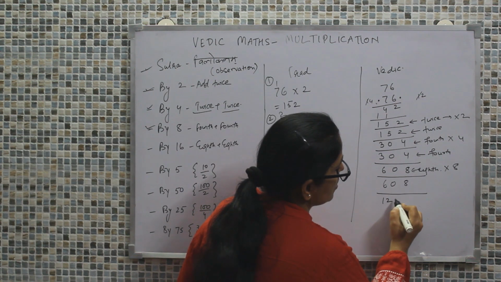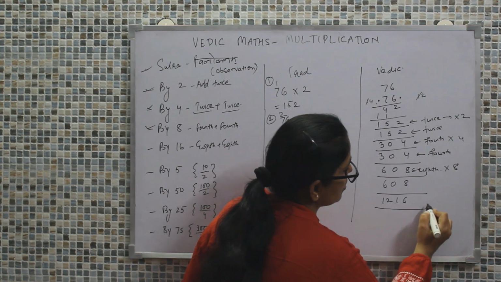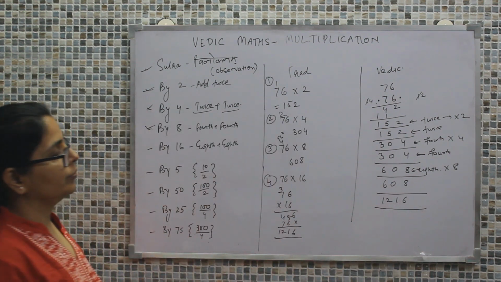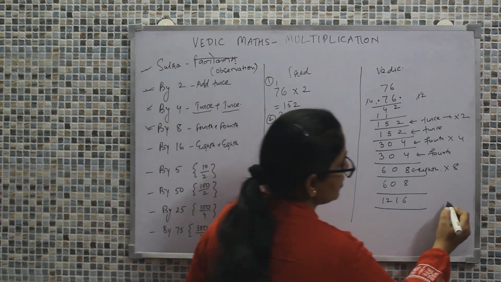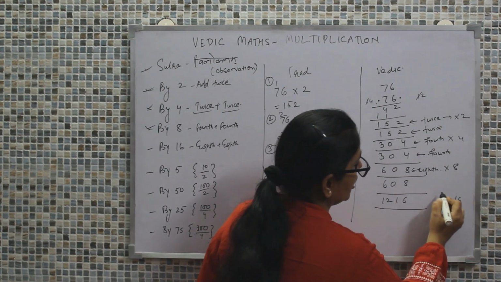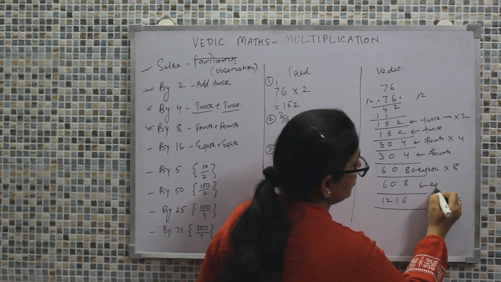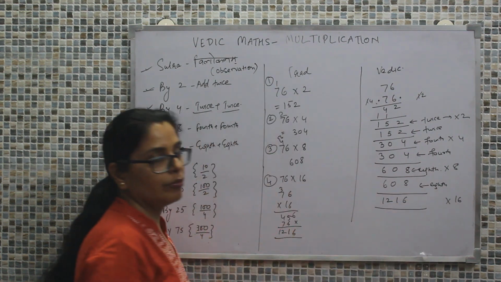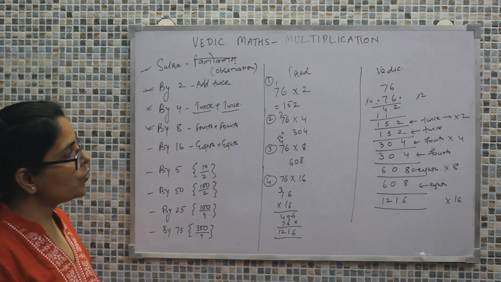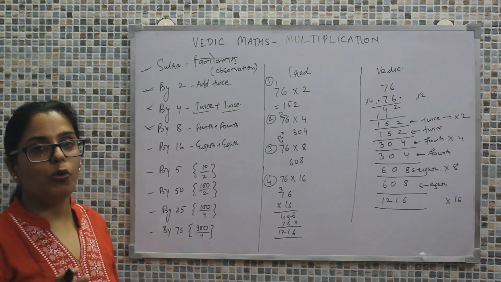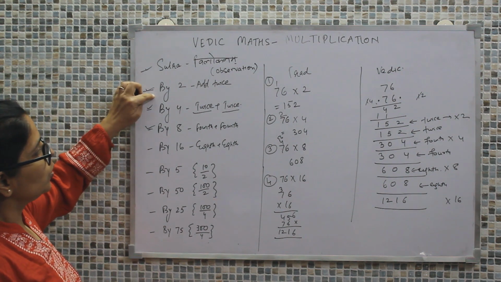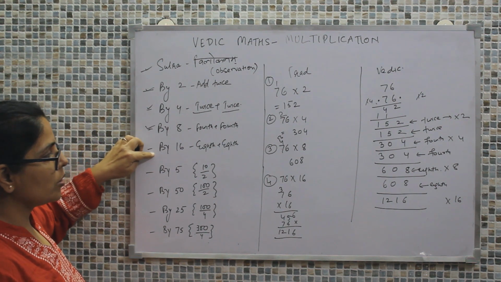That is going to give us 1216. So this is the answer which we get when we multiply by 16. So that is 8 plus 8. Okay, so this was about when we need to go with a multiplication of either 2, 4, 8 or 16.